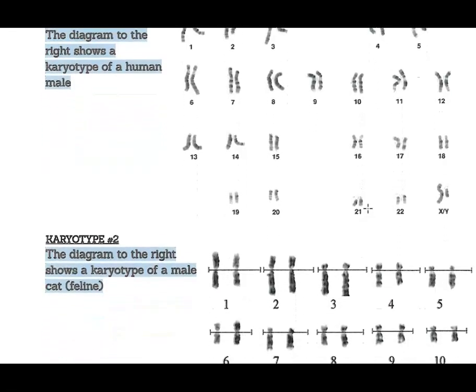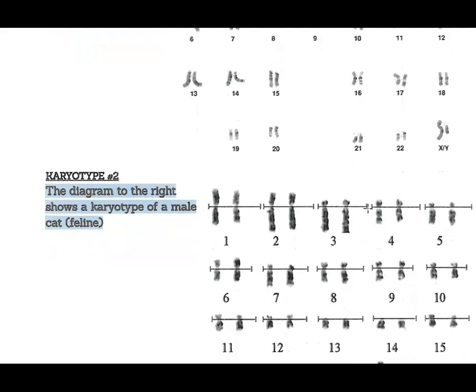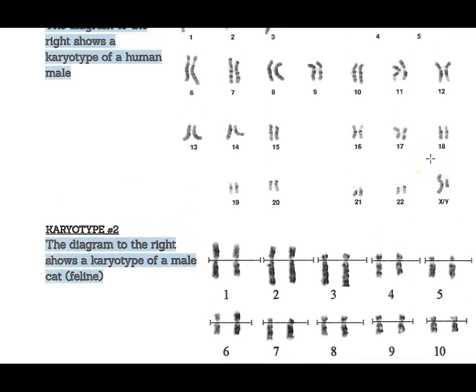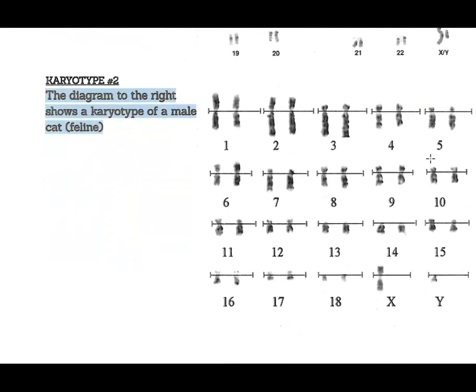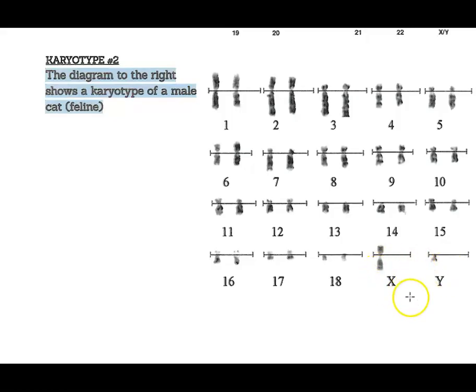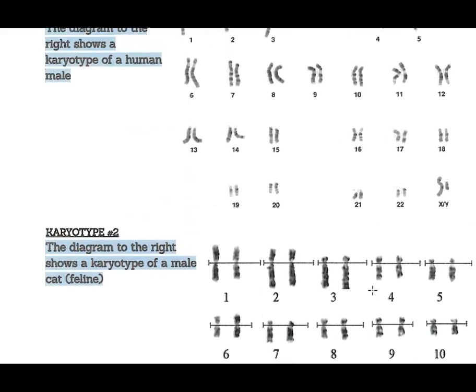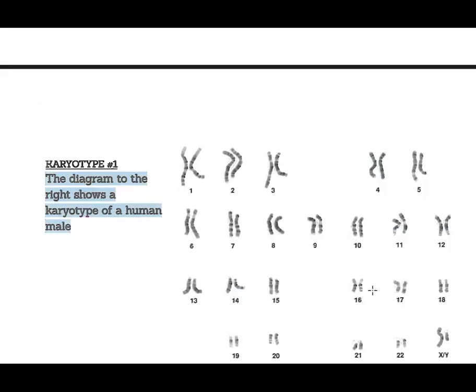Some things that are different is that they have a different total number, right? We have a total of 23 here in the human, if we include the XY, which we do, and a total of 19 in the male cat. So there's fewer in the male cat than in the human.